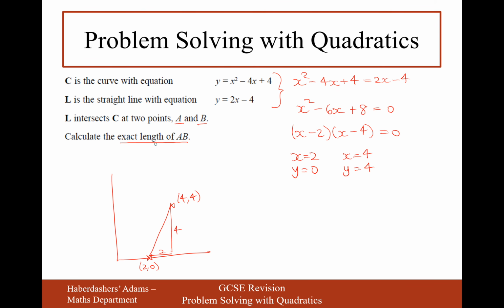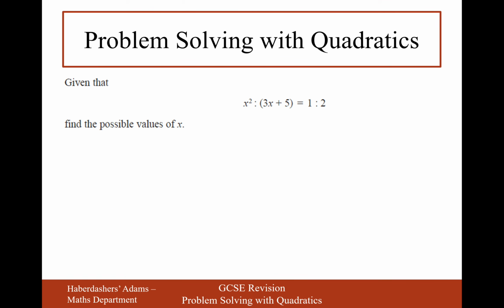And it says find the exact value of A to B. So it's going to be the square root of 2 squared plus 4 squared. That's the square root of 20 but then we can simplify this as a surd to 2 root 5. So there we are, 2 root 5 is the answer to that question. Okay, final question for you to have a go at now. Pause the video and have a go at this question.